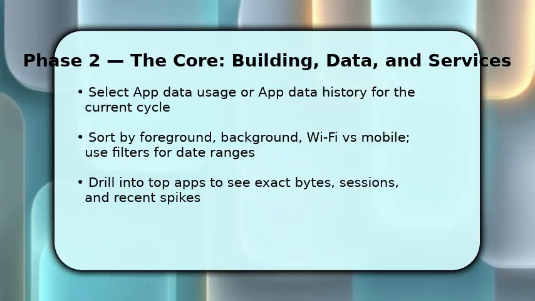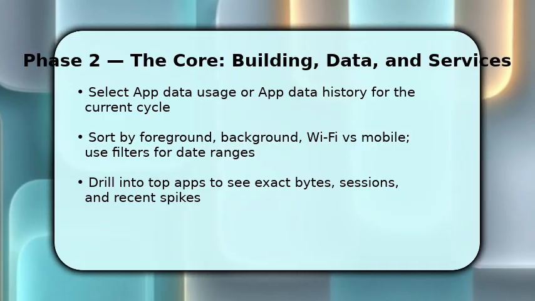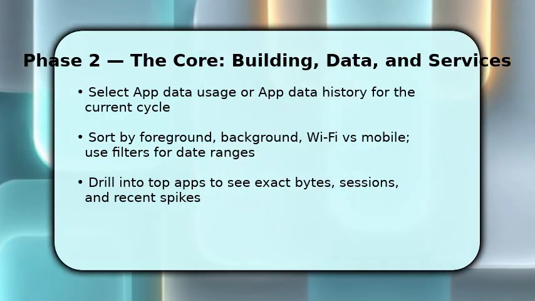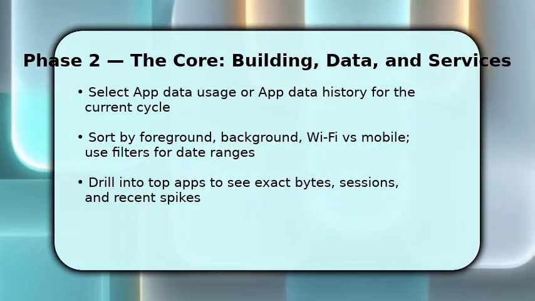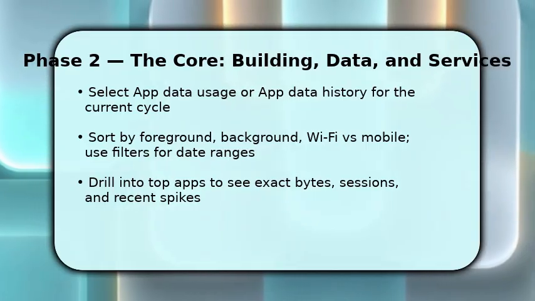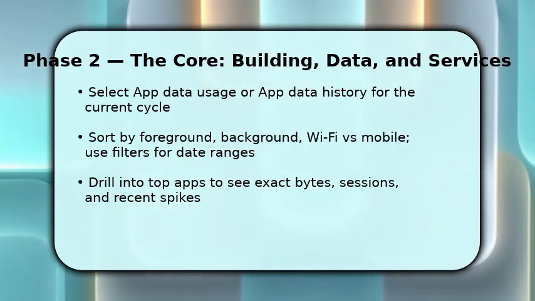Once you identify a top app, drill in to view exact bytes, session counts, and timestamps. This explains why data spiked and reveals whether background sync or active streaming caused it.